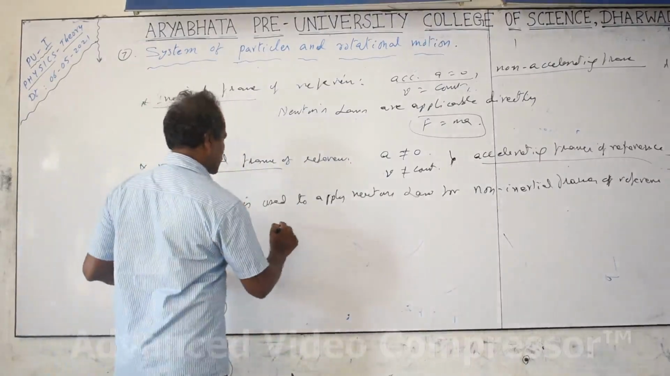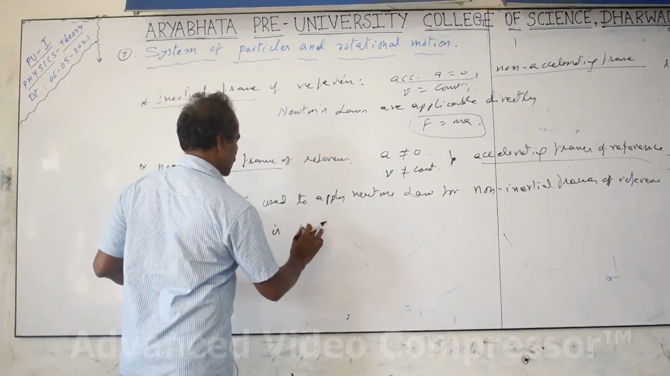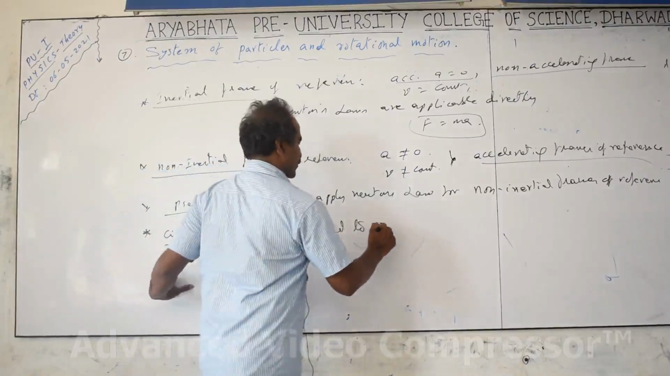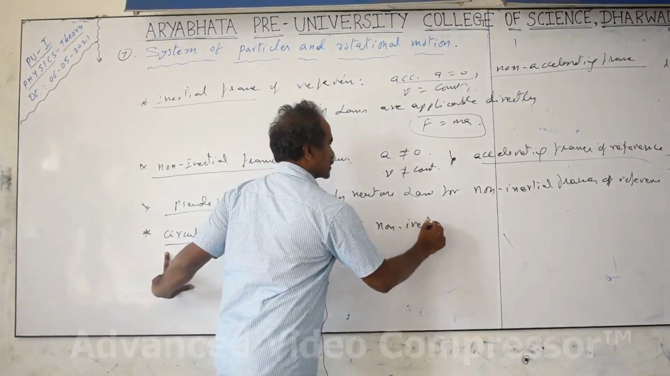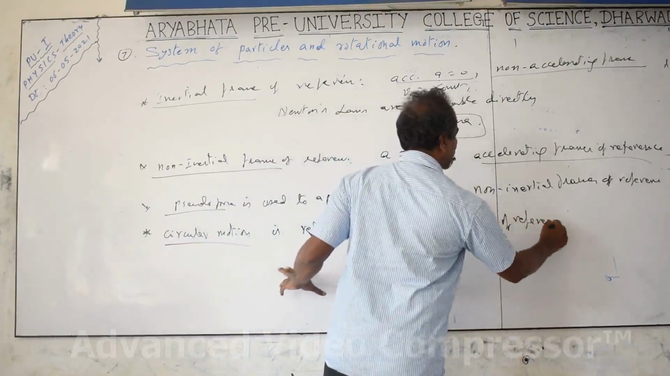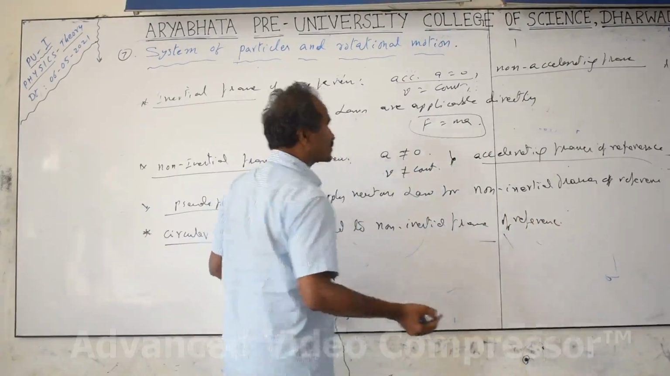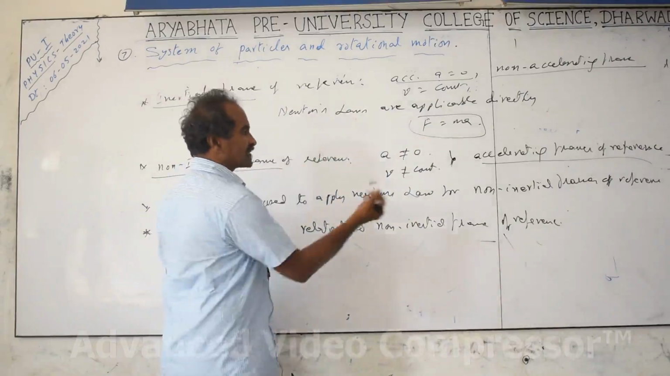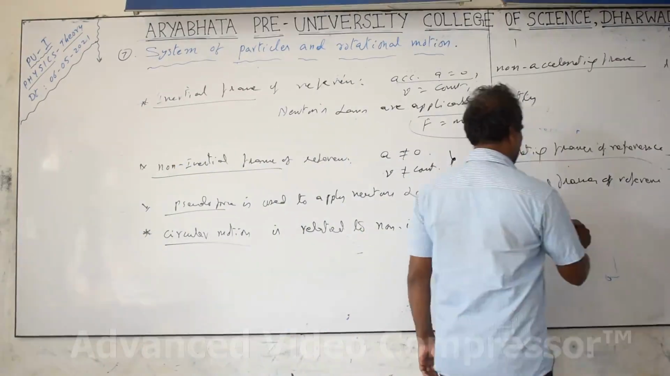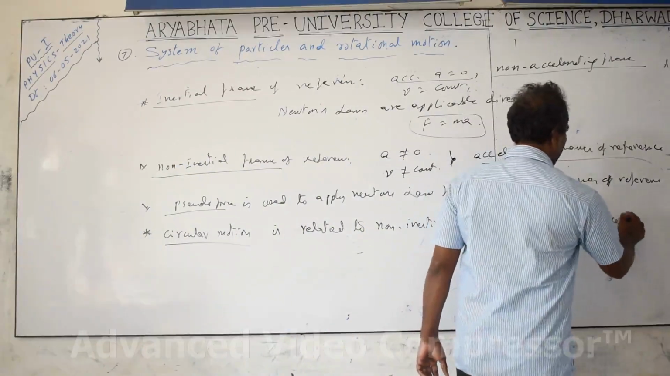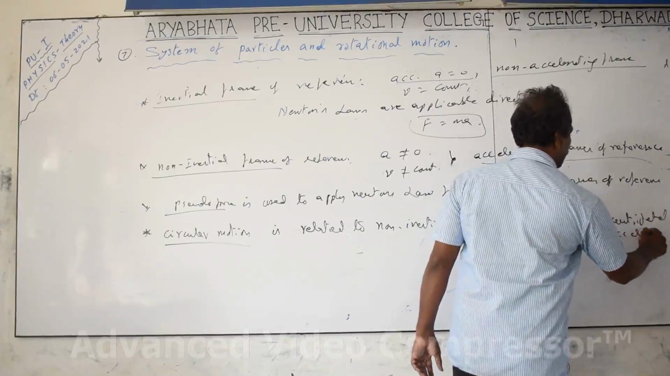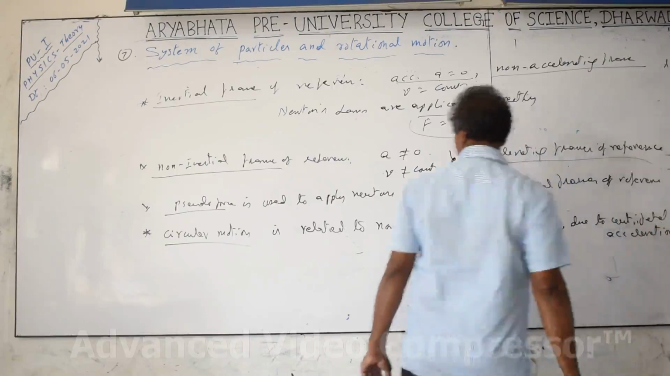Circular motion is related to non-inertial frames of reference. Why? Because non-inertial frames require acceleration. What is the acceleration? Centripetal acceleration. Every rotating object will compulsorily have centripetal acceleration.